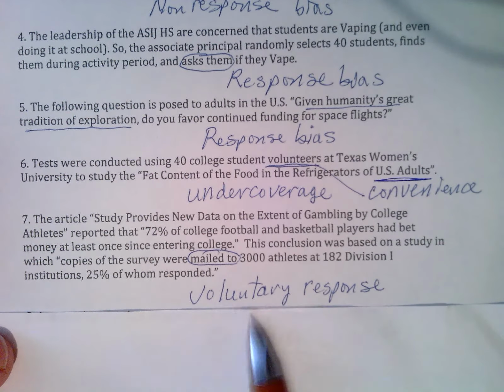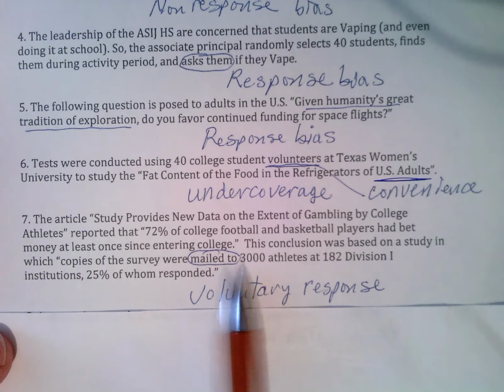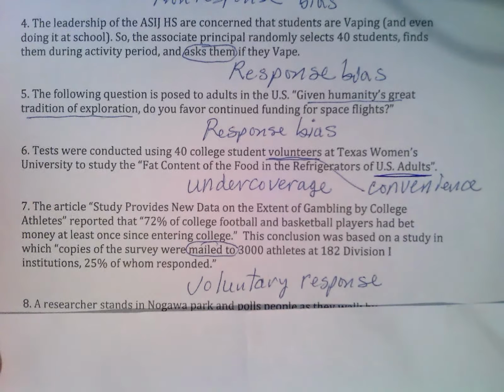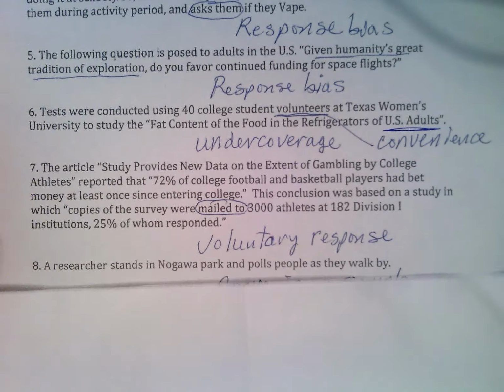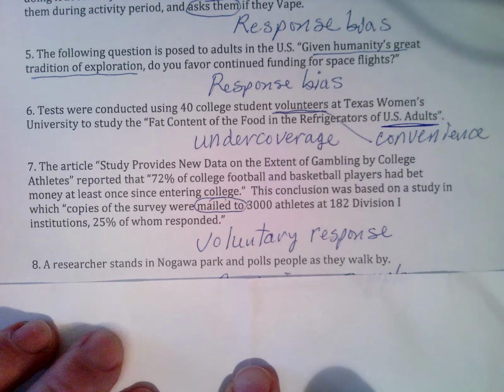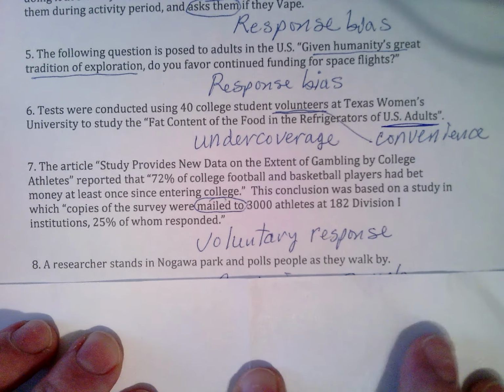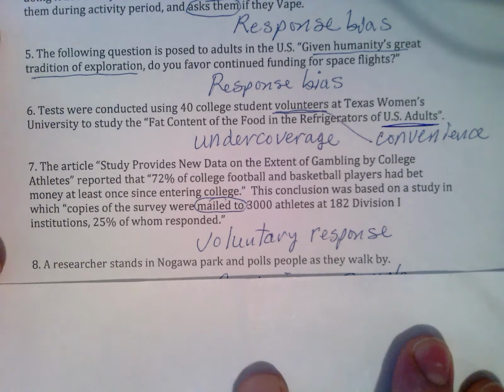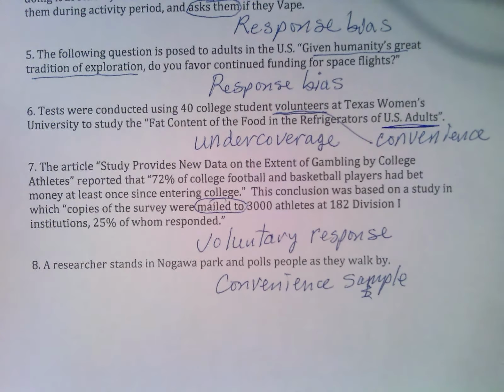All right. Number 8, I think this is the last one. A researcher stands in Nogawa Park and polls people as they walk by. That's definitely a convenient sample, right? It's just very convenient to stand there and ask people, which you see people do this all the time in the United States, or in other places too. They just stand there and people walk by and they ask them a question and have them sign a petition, or they do stuff like this. But anyway, this would be convenient sample.